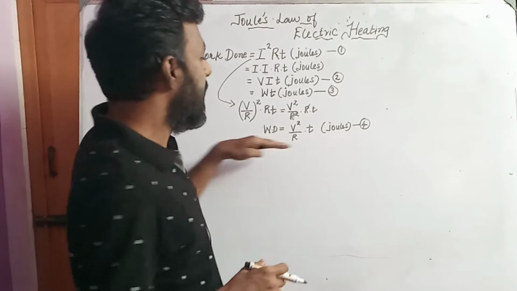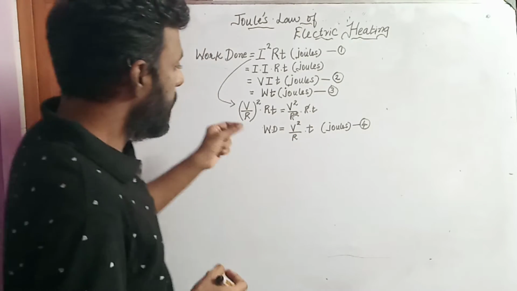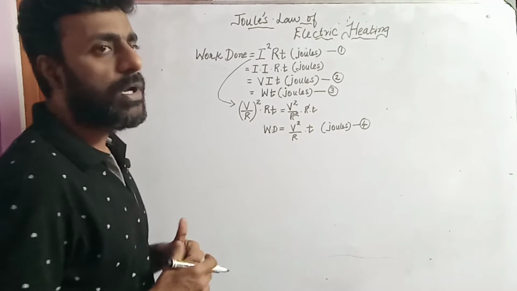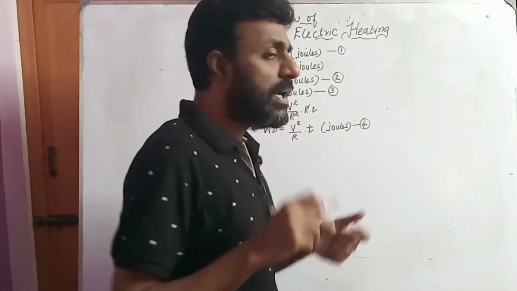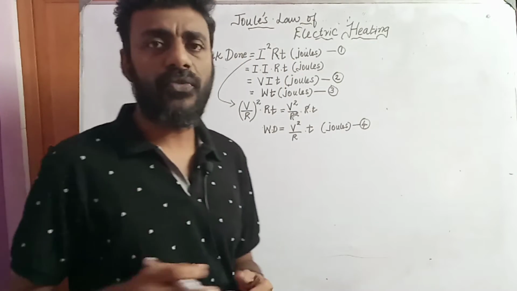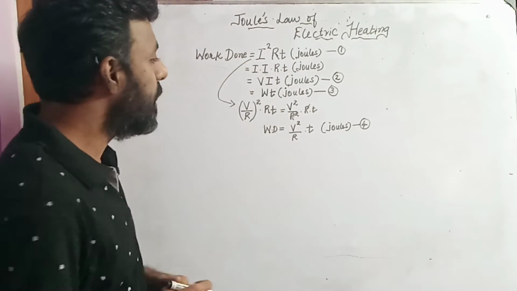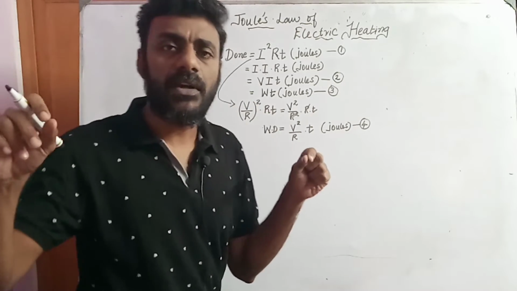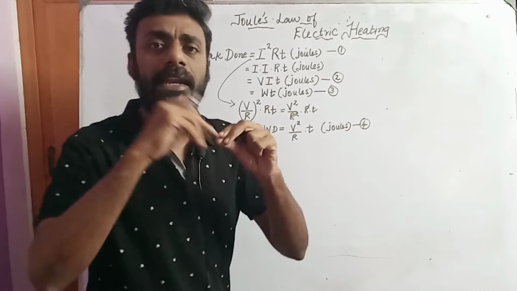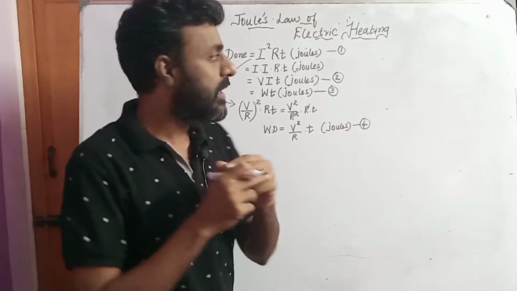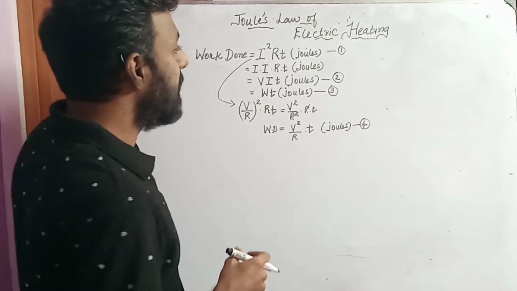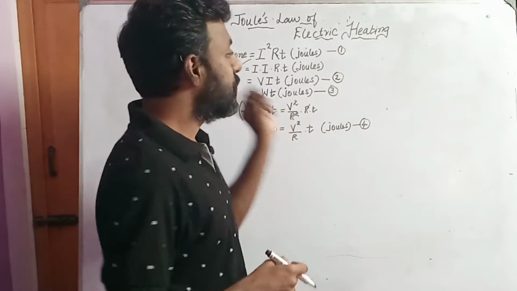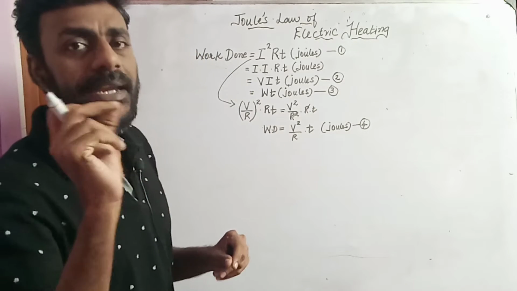Okay, so this is the expression for work done. Now, in this work done, we are going to see a parameter called the mechanical equivalent of heat. For that, when a current is passing through a resistor, heat will be generated. Normally, when a current passes through a resistor, heat energy will be expelled. That heat energy is called heat produced.